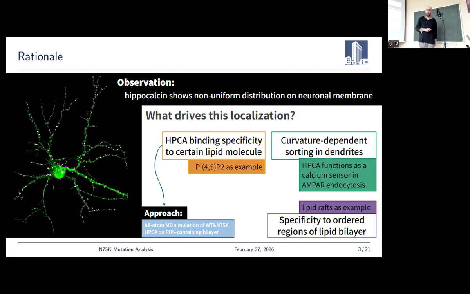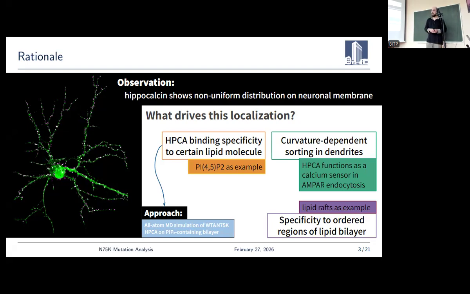On the left side of the slide, we can see a pyramidal hippocampal neuron. Green is hypocalcin, and magenta purple color is PSD95 protein. This is from our project, in this project in a team. Everyone except me does fluorescent microscopy.